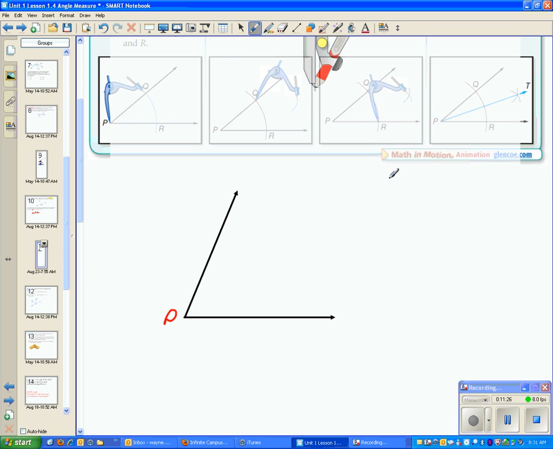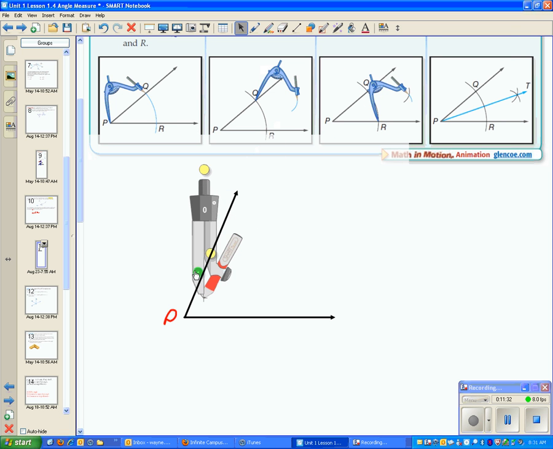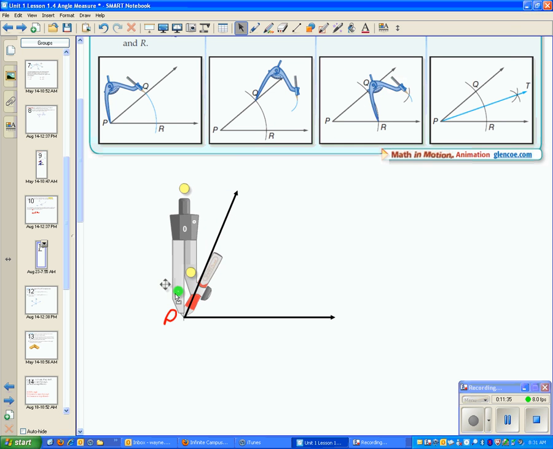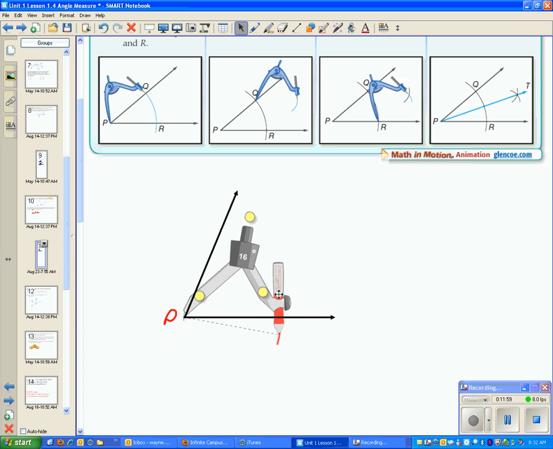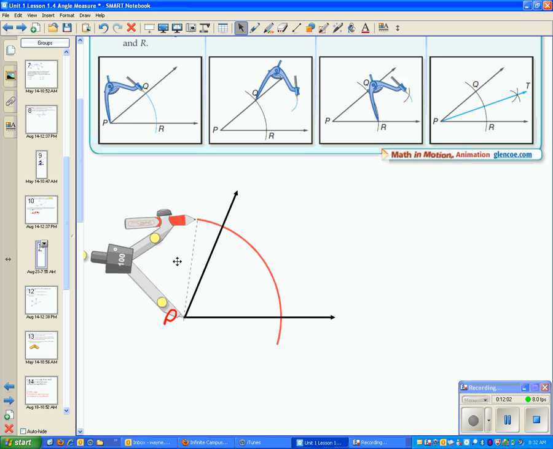Okay? Now, get your compass and put the point of your compass on the vertex of this angle, so on point P. And stretch your compass out as far as you want to, a length you're comfortable with. Something you can use well that's not going to be difficult for you. And what I'm going to do, I've got the point of the compass on the vertex of the angle. I'm going to make an arc through both sides. Okay?